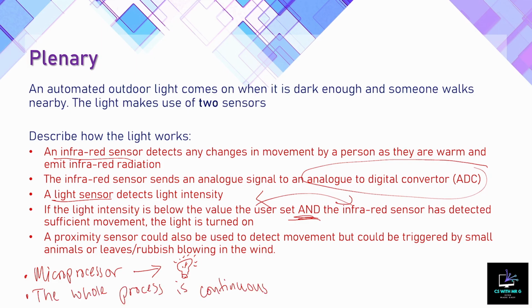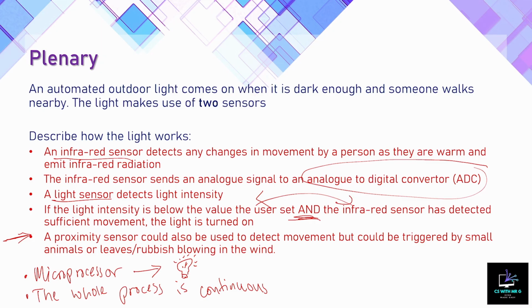And what you could also do in this line here is mention some other suitable sensors that could be used and mention the problems that could exist with this type of sensor. So in our example, a proximity sensor could be used, but it could pick up small animals or even rubbish blowing in the wind. But again, guys, these questions are typically the same. They are the same format.